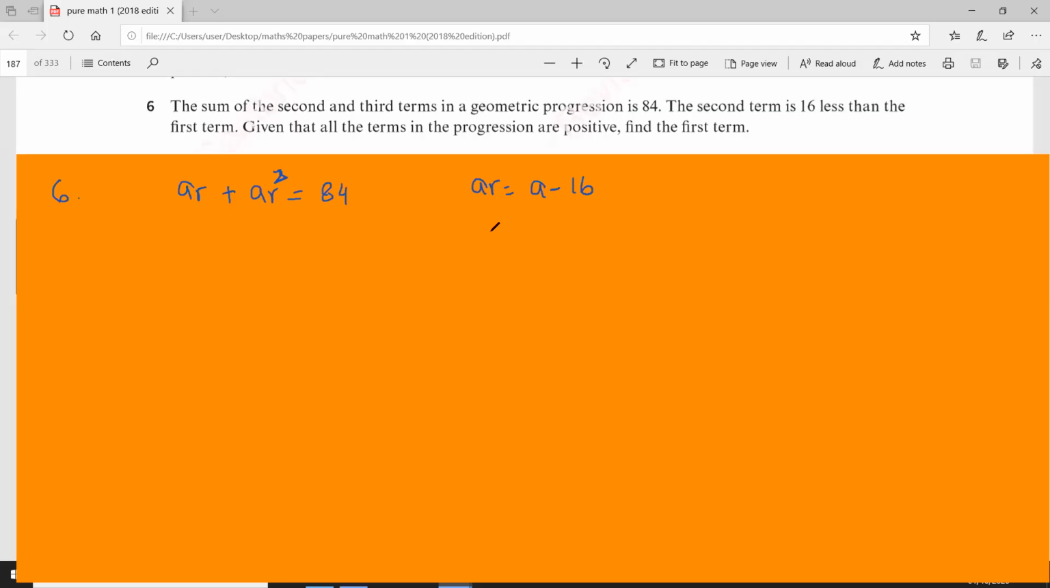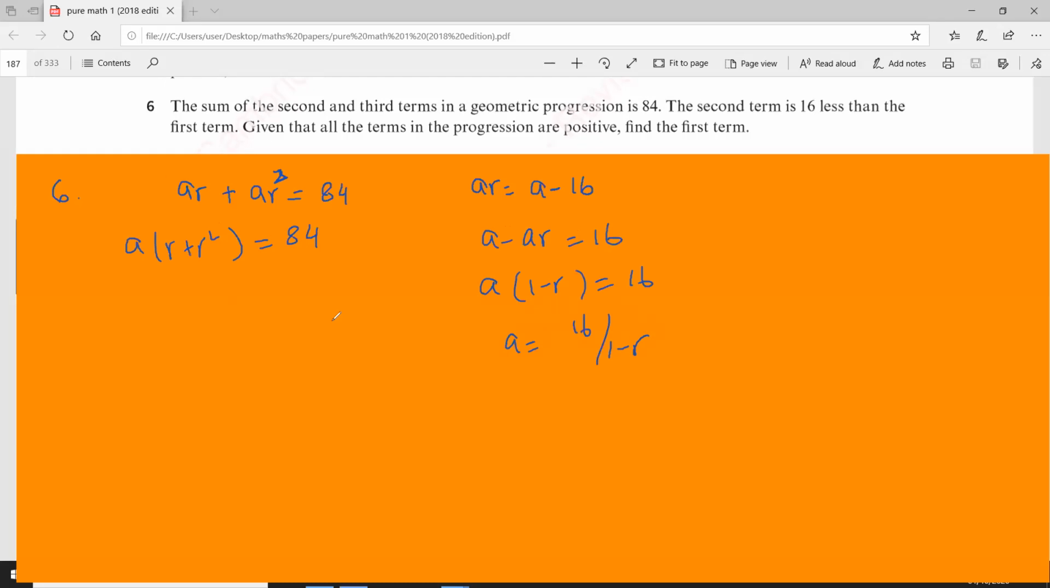Look at this one. This is your A minus AR, that is equal to 16. I'll take out A from here. A into 1 minus R, that is 16. This is A equal to 16 over 1 minus R. I'll substitute this A over here. Now this one can be written as A into R plus R square, that is equal to 84.